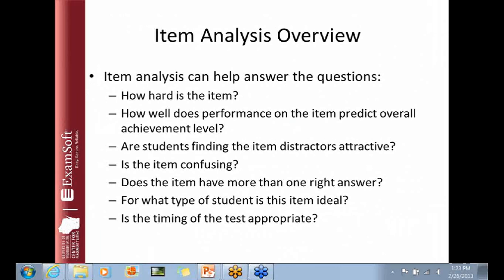So there are a lot of different ways that item analysis can be really helpful and can provide very good feedback to you about what's going on inside your test.